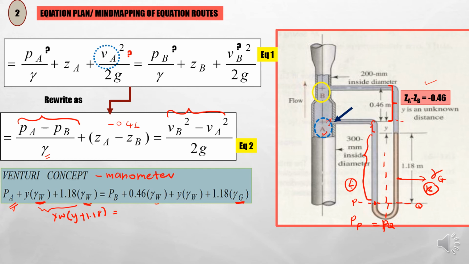We notice that these two terms are available on both the left and the right side, which is good, because we can cancel them out at the end. Plus 1.18 times γG. This is the area on the right side, which is why it is multiplied by γG, because here it consists of the liquid in the manometer. So this is the equation that we derive from the manometer concept.